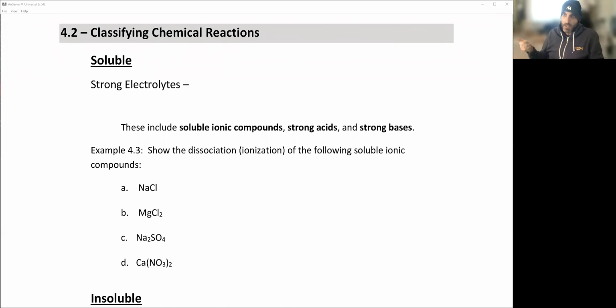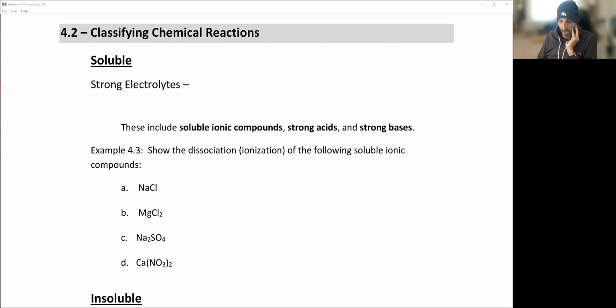All right, we're going to take a look at classifying chemical reactions 4.2. And I believe this is going to be the end. We're going to break the test into two parts or something like that, because this, along with chapter 3, is a pretty long topic. So I kind of want to break it up so it's not too much to study.